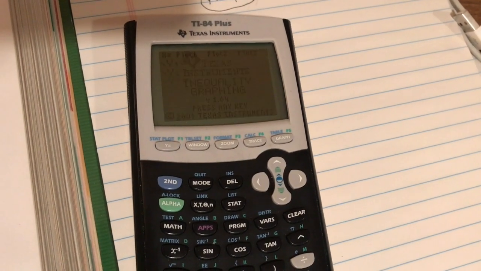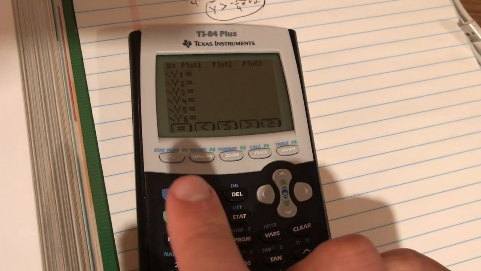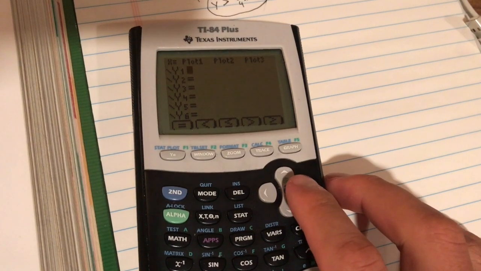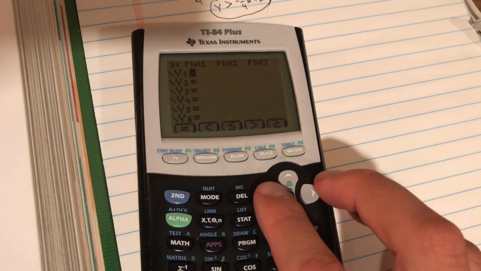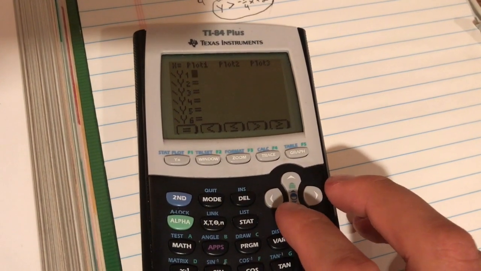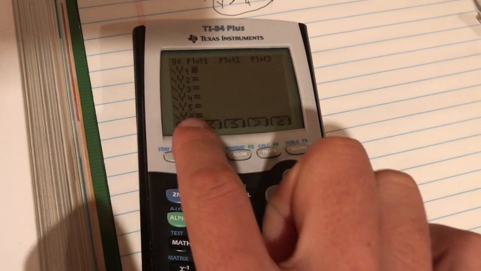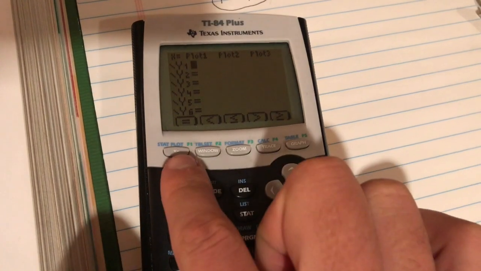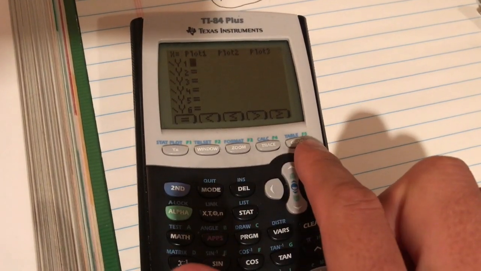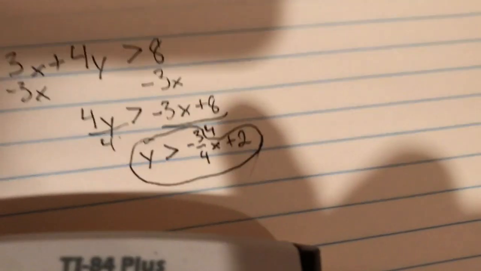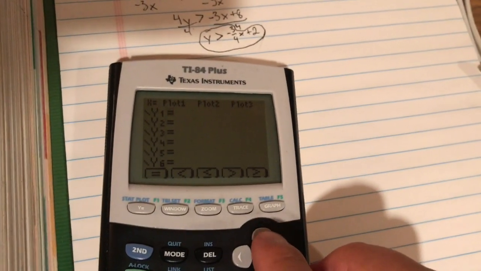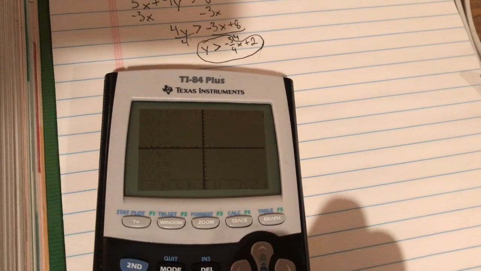Hit any key. And what it's going to bring us to is the y equals screen, but we're going to have 5 options. So see how it says equals right now? Instead, if I wanted it to say greater than, those options are going to correspond with each of these buttons. So if I want a greater than sign, I want to hit trace.